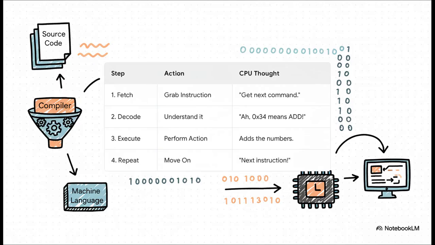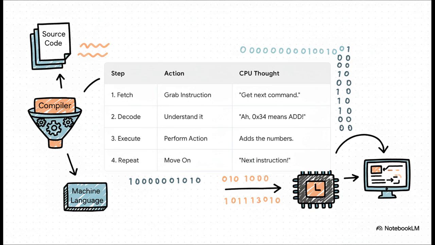And what does the CPU do with this machine code? Well, its life is actually pretty simple. It just follows a constant, relentless cycle, billions of times a second. First, it fetches an instruction. Then it decodes it. It figures out, oh, okay, 0x34 means I need to add.